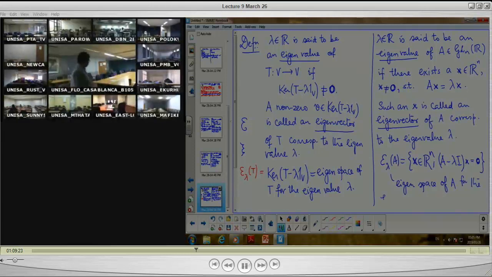Okay, so these are the parallel definitions. You can see that lambda is an eigenvalue of T if and only if it is an eigenvalue of the corresponding matrix. Okay, so these are actually that matrix map is a translator from one side to another. Okay.